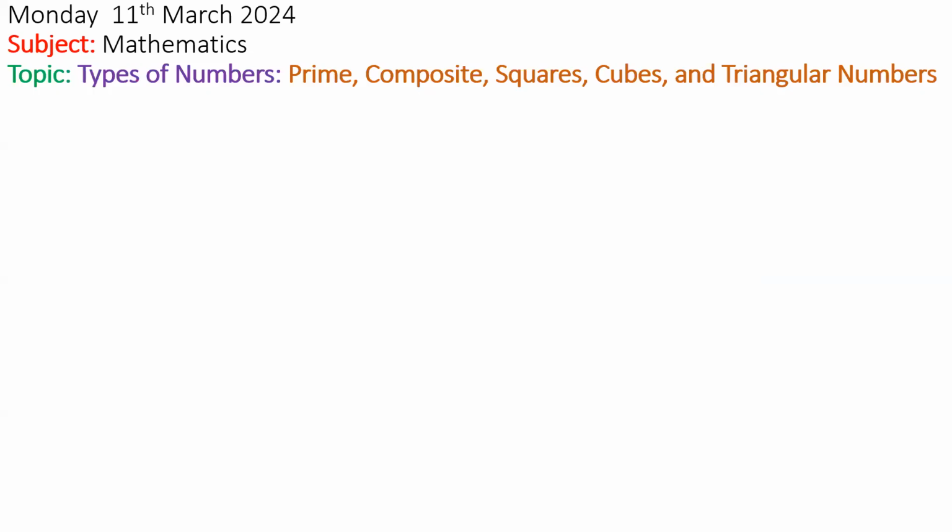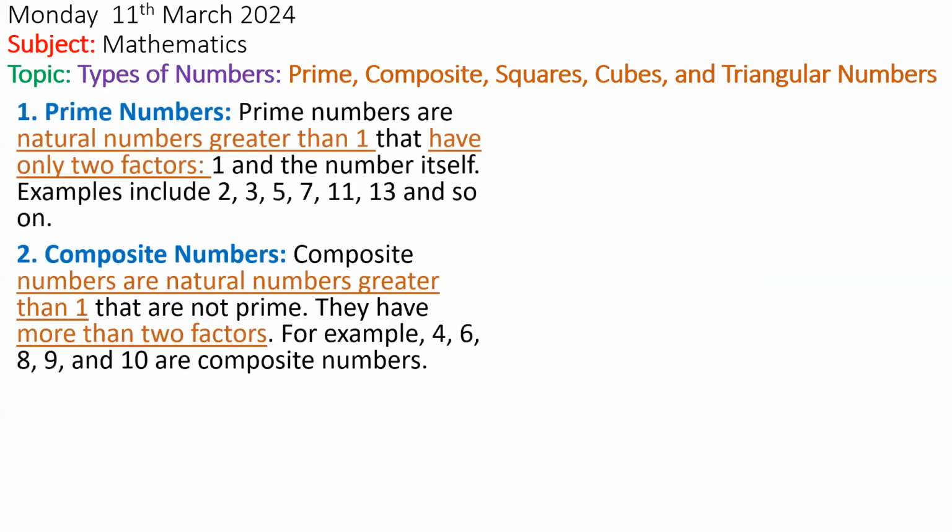Today we're going to be looking at prime, composite, squares, cubes, and triangular numbers. Most of you should be familiar with primes and composites, and a lot of you should be familiar with squares and cubes. I don't know how many of you are familiar with triangular numbers. So we're going to be looking at types of numbers for today. We're going to first dive into our definition of what we mean by a prime number, and I need you all to write this down for me, please.